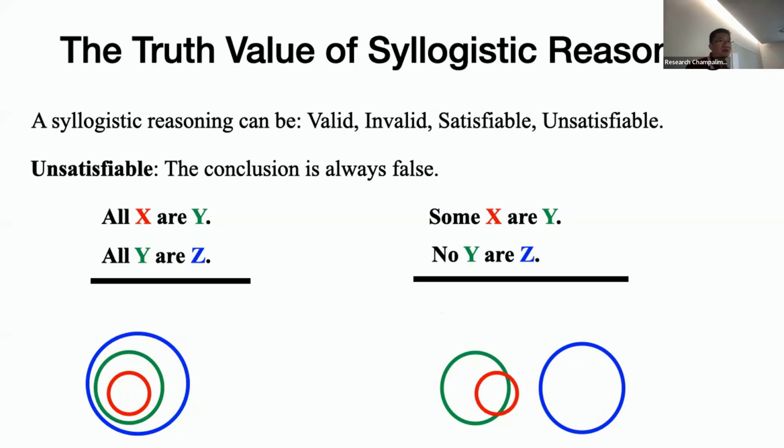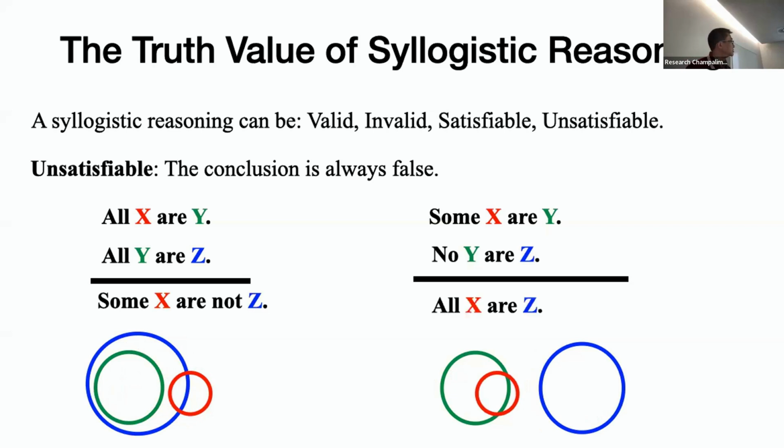Unsatisfiable means as long as the premises are true, the conclusion is false, it cannot be true. So if all x are y and all y are z, and we say some x are not z, if we move out of it, it will violate the relation that all x are y. And there are similar cases: some x are y and no y are z. If we say all x are z, then it must violate the other premise that some x are y.